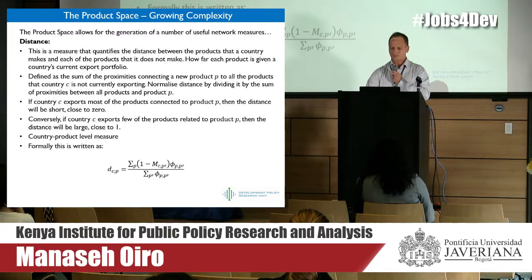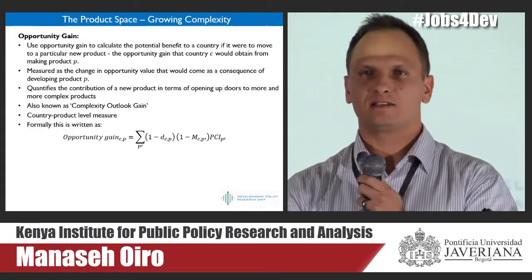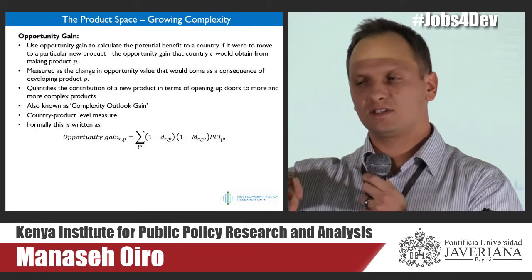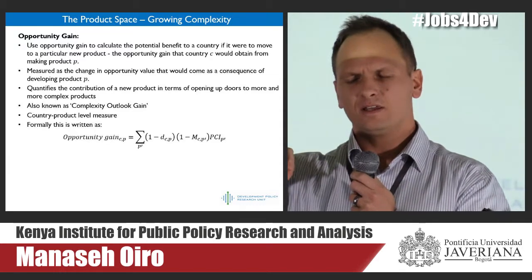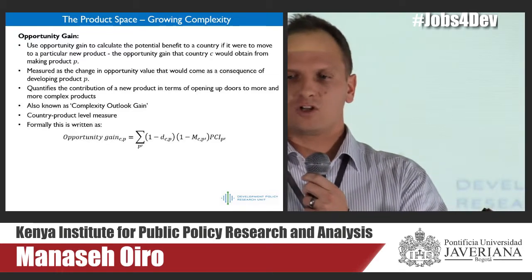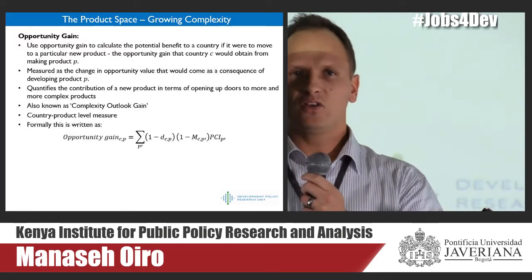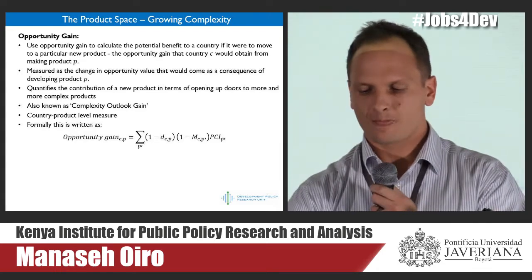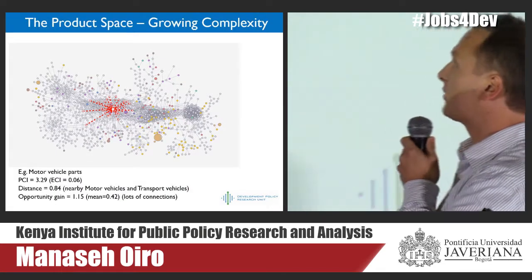Okay. So that's distance. Opportunity gain is basically the opportunity of shifting into a new product. I'm just trying to explain these things intuitively. If you shift into a new product, what are the potential options once you're in that product? Does that new product offer a lot of further diversification options? So it's best to explain in this product space graph.